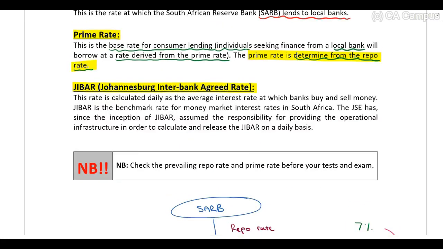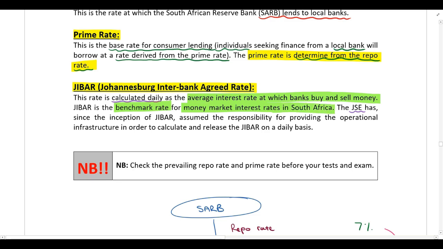You then need to understand JIBAR, or the Johannesburg Interbank Agreed Rate. This is a rate that is calculated daily, and the calculation is done by the JSE. Since the inception of JIBAR, the JSE has assumed responsibility for providing the operational infrastructure to calculate and release JIBAR on a daily basis. So what is the JIBAR? It is the average interest rate at which banks buy and sell money, and it is the benchmark rate for the money market interest rates in South Africa.